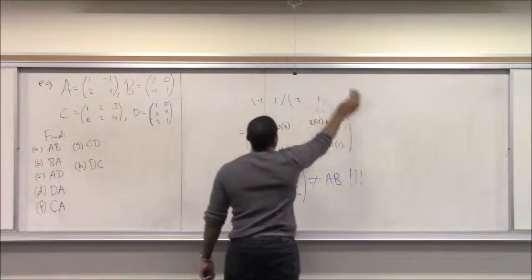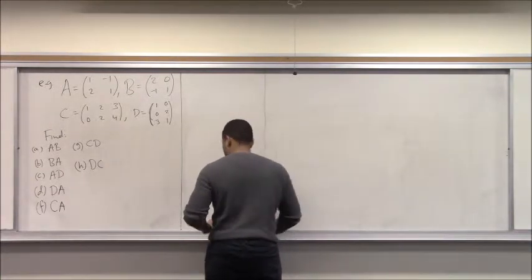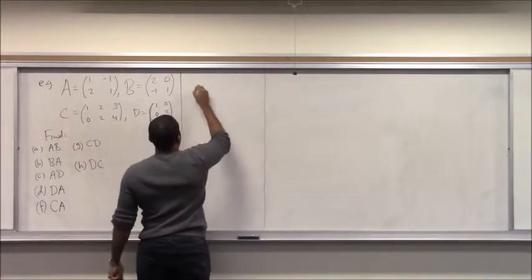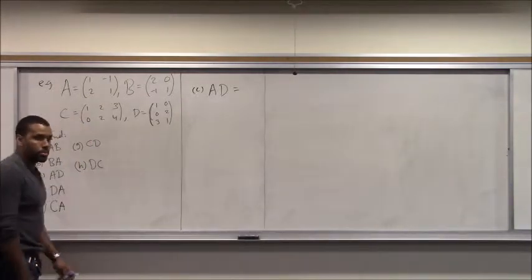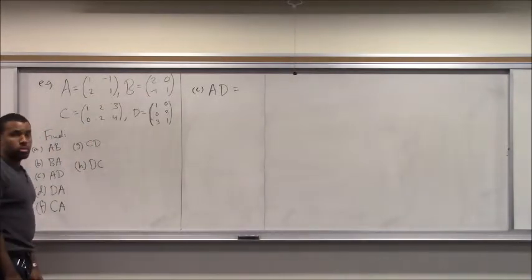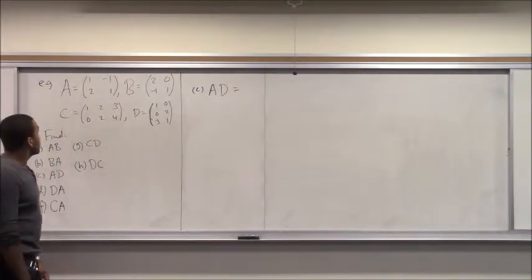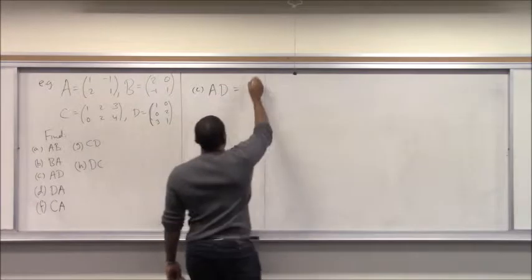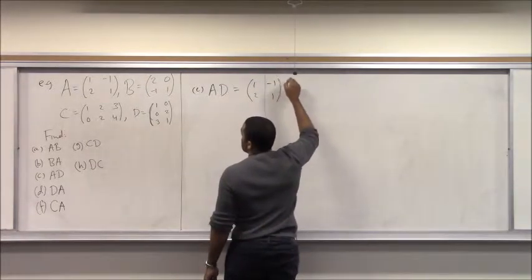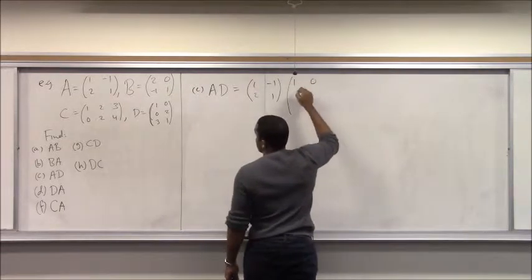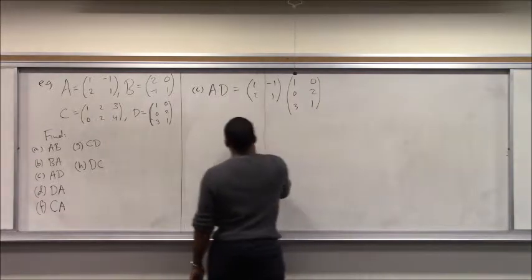Let's do another example. There are a lot of examples there, but it's something you have to get used to. Okay. C. How do you do A times D? So our A is 1, minus 1, 2, 1. Our D is 1, 0, 0, 2, 3, 1. Okay, so how would we do that?